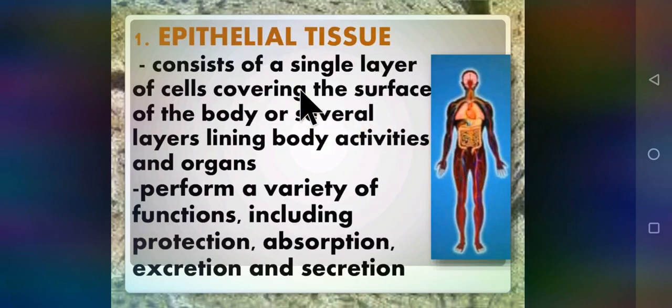Now let's study about the first type of animal tissue, that is epithelial tissue. And just for your extra knowledge, this epithelial tissue is also known as covering tissue, okay? It consists of a single layer of cells covering the surface of the body, or several layers lining body cavities and organs, and it performs a variety of functions including protection, absorption, excretion and secretion.